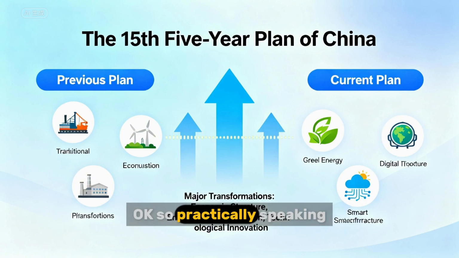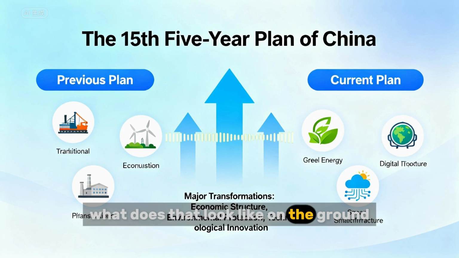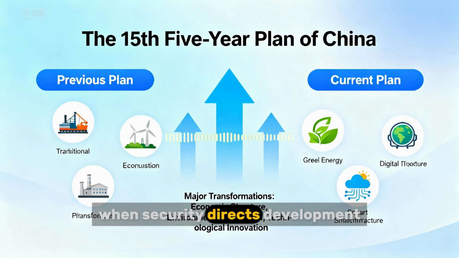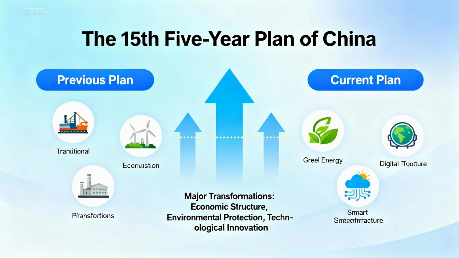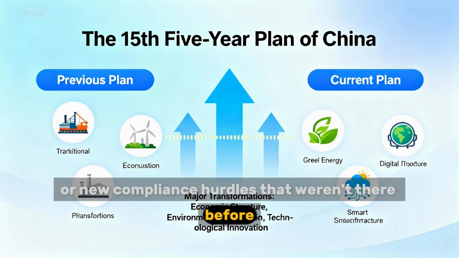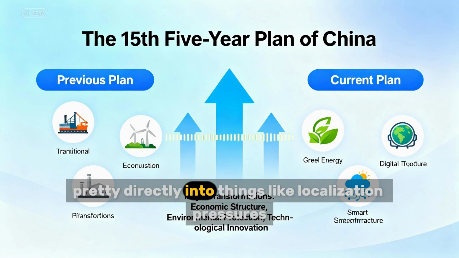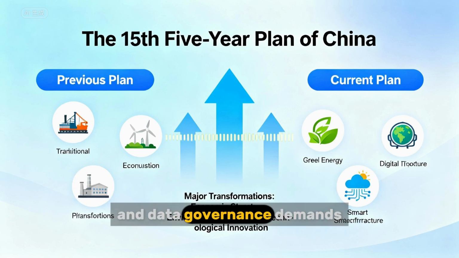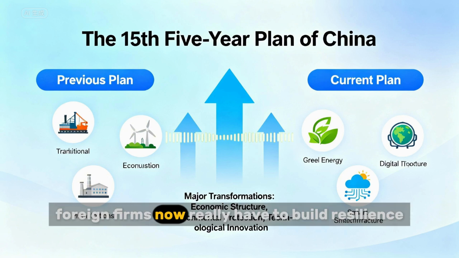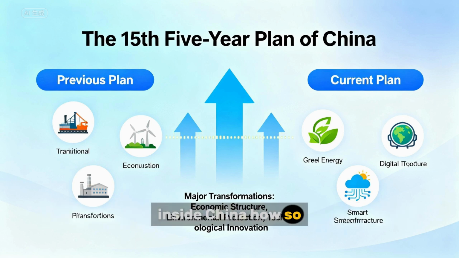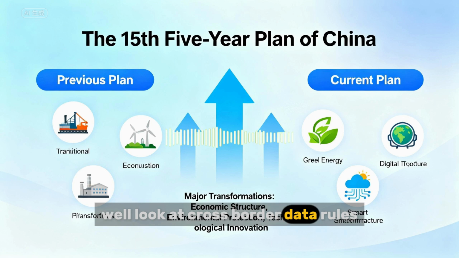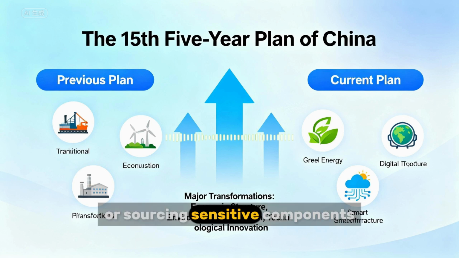Okay, so practically speaking, what does that look like on the ground for a foreign company? When security directs development, how does that become, say, operational friction or new compliance hurdles that weren't there before? It translates pretty directly into things like localization pressures and data governance demands. Foreign firms now really have to build resilience and tech self-reliance into their own partnership strategies inside China. How so? Well, look at cross-border data rules, for example, or sourcing sensitive components.